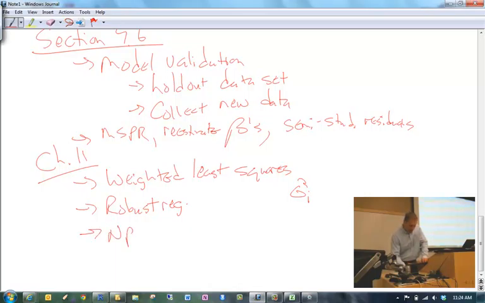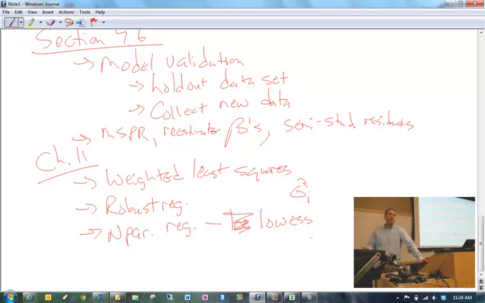And lastly, we talked about non-parametric regression, in particular the Loess regression method. Make sure you know what it is, why someone would want to use it, how it actually works, the advantages and disadvantages of it compared to regular old regression models.